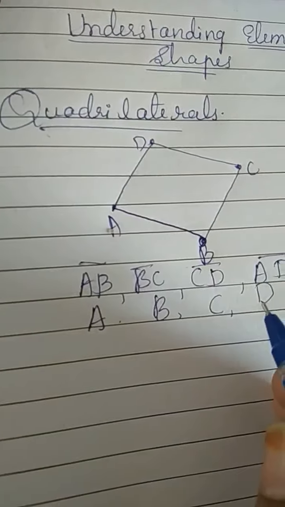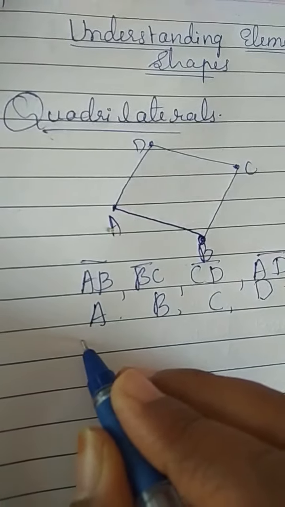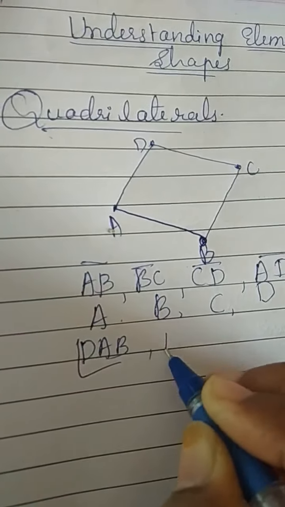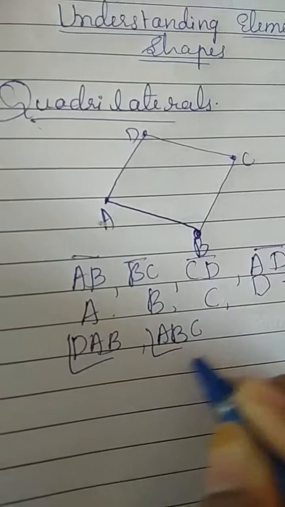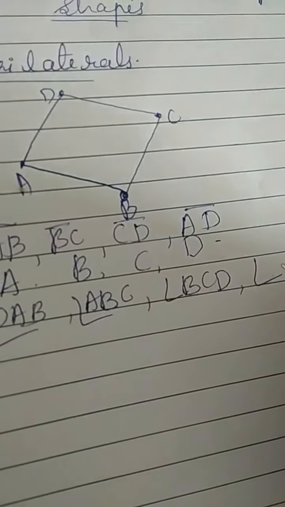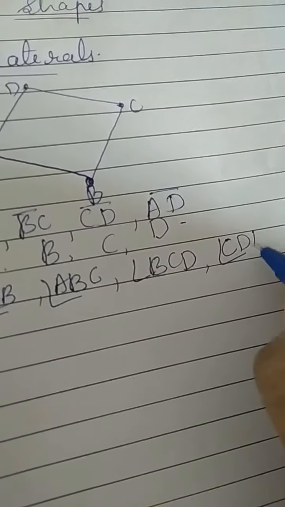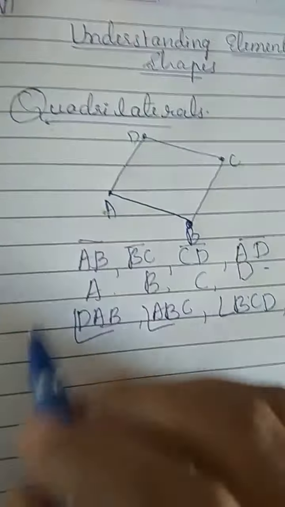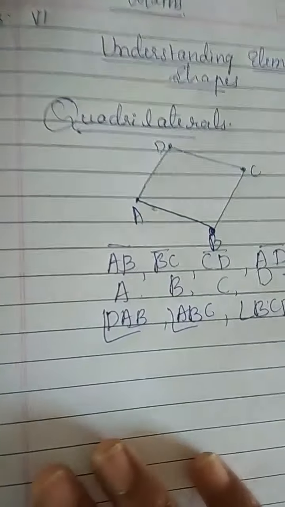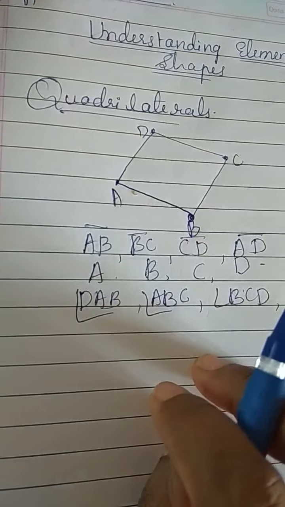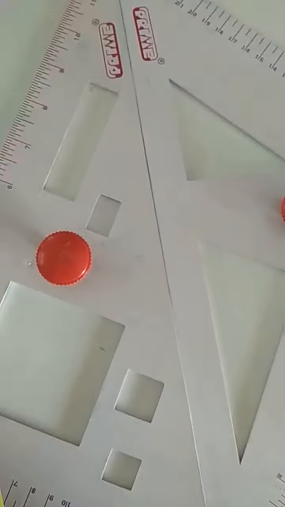And four angles: angle DAB, angle ABC, angle BCD, angle CDA. Which angle is it? That we have to denote by the middle letter. These are the four angles. Again, using four unequal sticks, check whether all the four angles are acute. You have to find that out.